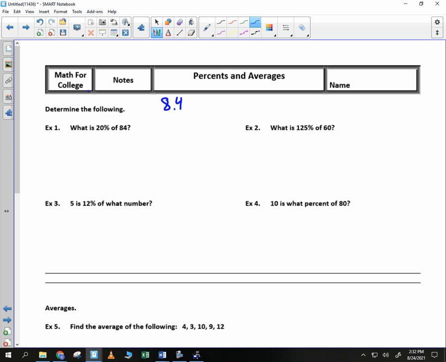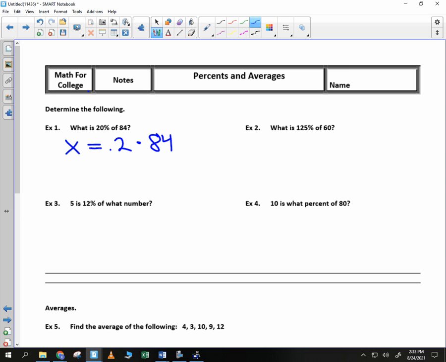So how do we figure out 20%? You just double it, right? You get 16.8. Now, that works if it's a nice number like 20%. Let me show you how we can work this out mathematically. What means x? Is means equals. 20%, what's 20% as a decimal? 0.2. Of means multiplication.